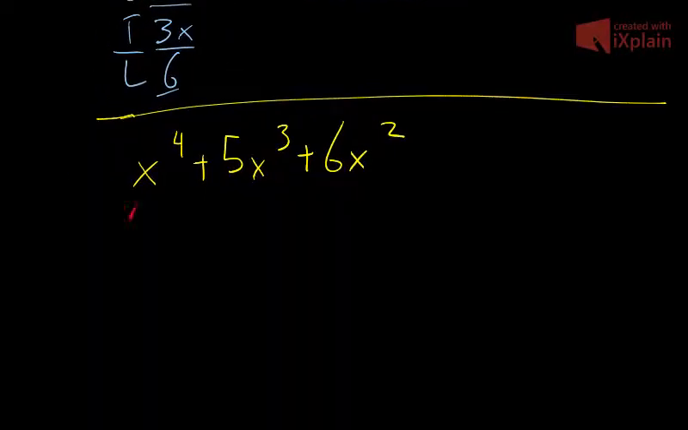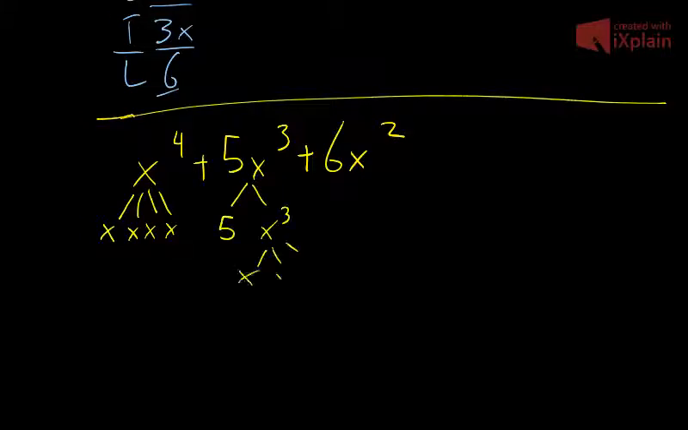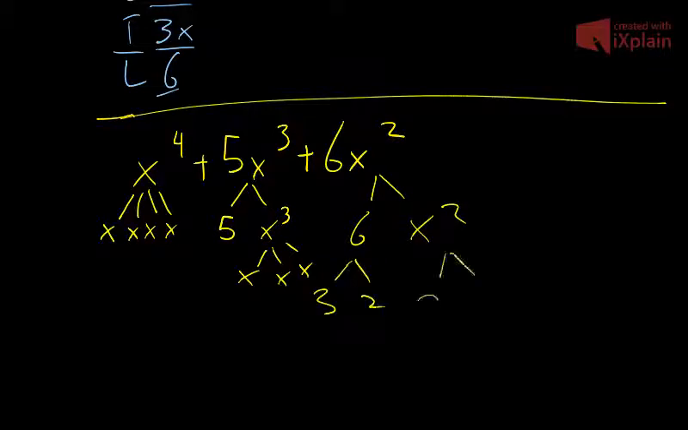So I'm going to start by making a factor tree of these. X to the 4th is just going to be x times x times x times x. 5x cubed is 5 and x cubed. X cubed is x times x times x. A whole bunch of x's here. And 6x squared is going to be 6 and x squared. 3 and a 2, and 2 more x's. Let me actually write an x there instead of a 2.